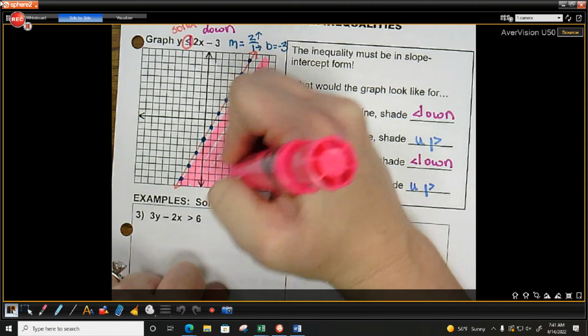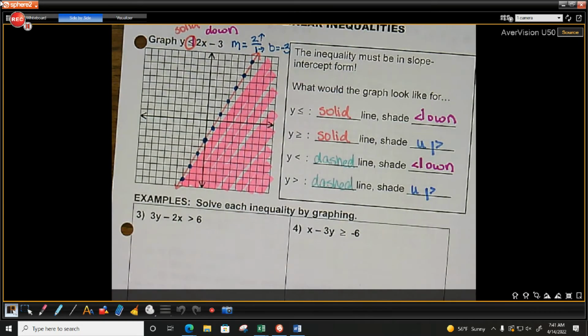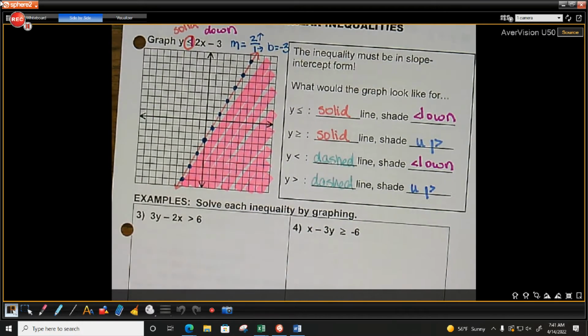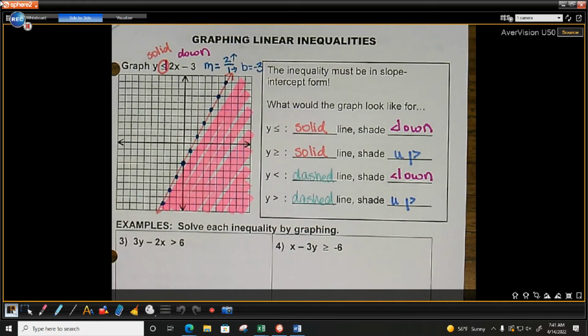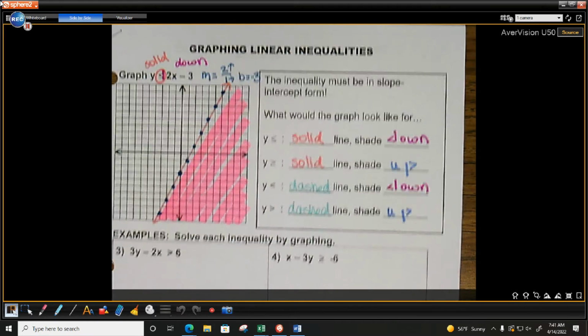Does it have to be perfectly shaded? No. Please know that your x and y axes don't affect where you're shading at all. The only thing is that line we just graphed on our coordinate plane. So what makes this different than linear equations? What do you think that shaded region represents? There you go, all possible solutions.